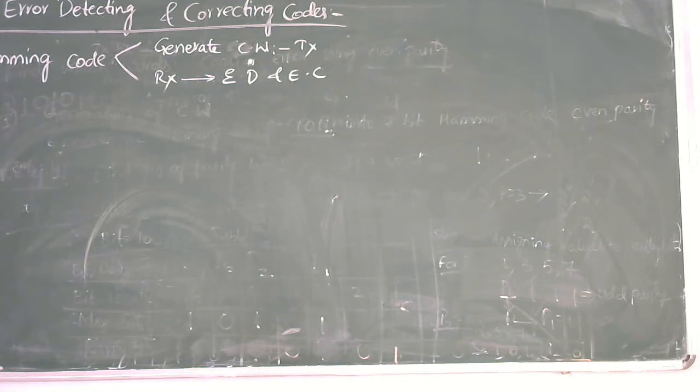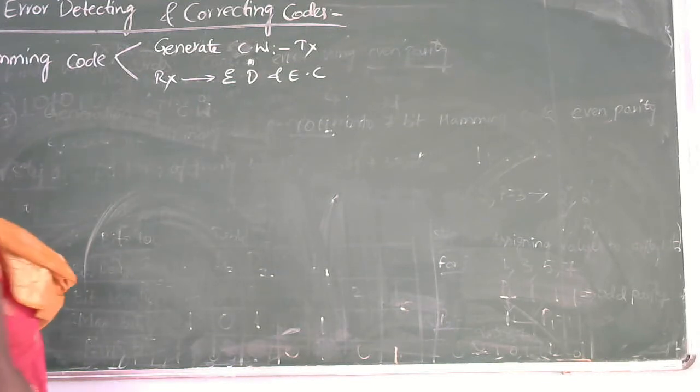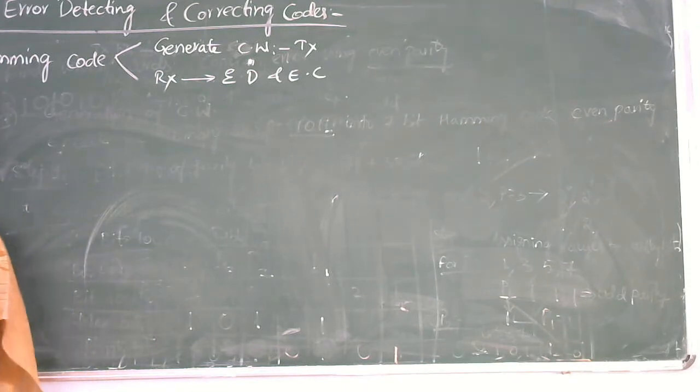Now let us see the second one, which is how to find out where the error is present in the given code. The other more important thing is that the formula which we have used, 2 power p greater than or equal to x plus p plus 1, is valid in order to detect a single error. That is, single error detection and correction is possible by using this formula. Now let us see the second way, that is how to detect the error and how to correct the error.